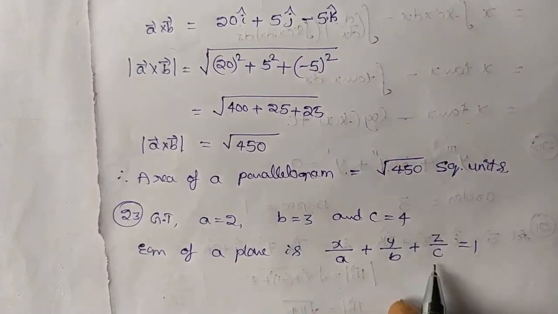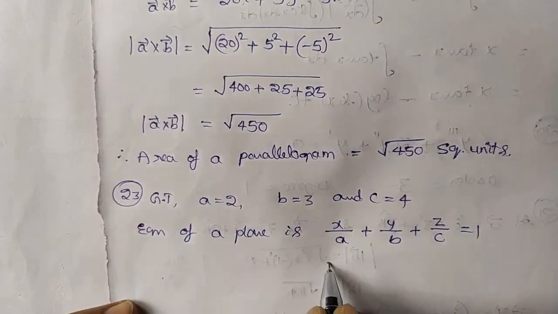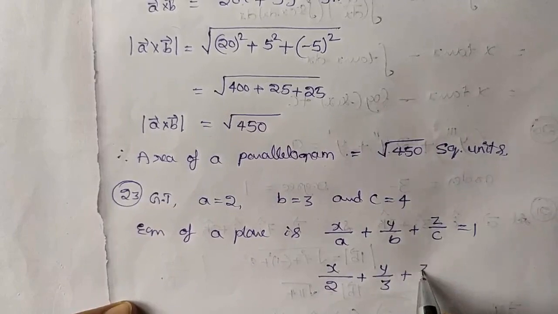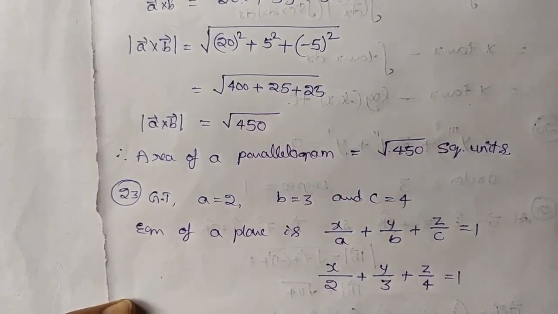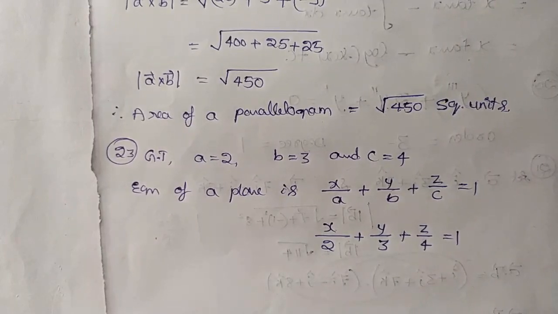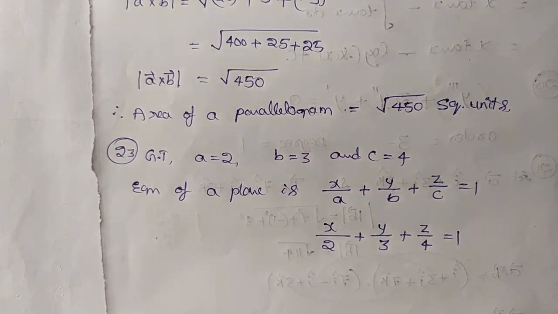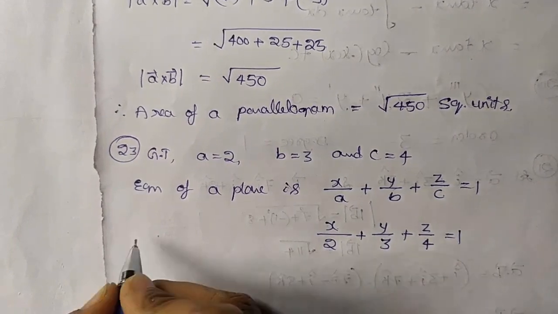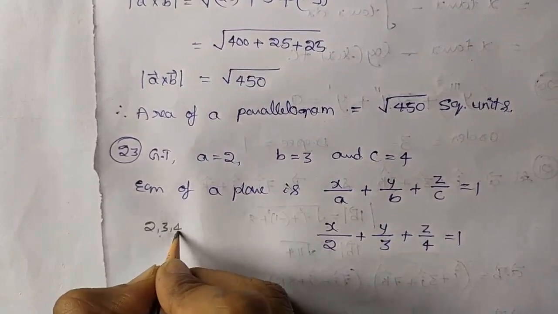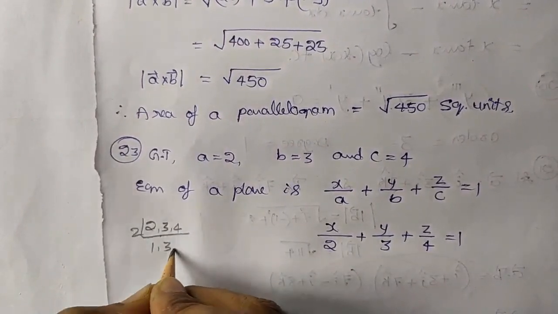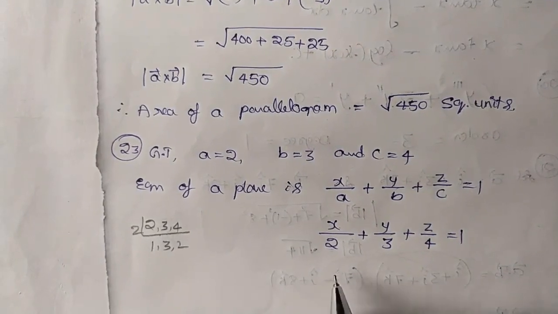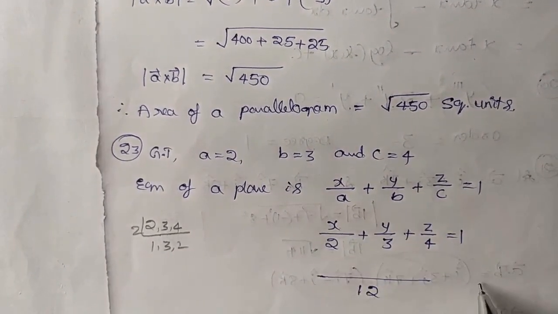Now substitute a, b, c in this equation. So x by 2 plus y by 3 plus z by 4 equals to 1. Now what is the LCM of 2, 3 and 4? Find the LCM of 2, 3, 4. 2 ones are 2, 2 twos are, 2 into 2 is 4, 4 into 3 is 12. 12 is the LCM.